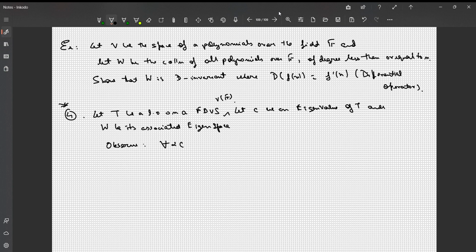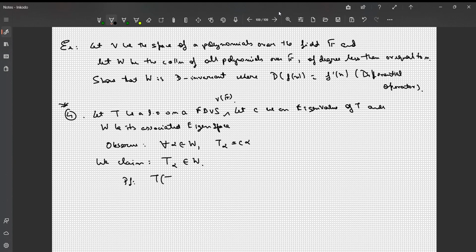Okay. Now observe, if you choose any alpha from W, then you have T of alpha equals C times alpha, right? This is from the direct definition of what eigenvectors are. We claim that the image of alpha under T is inside W. That is, typically speaking, eigenspaces are T invariant. Eigenspaces related to the linear operator are invariant under that linear operator. Okay, so we claim this. So how can we do it?